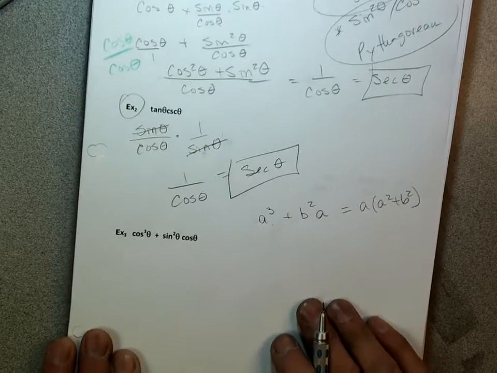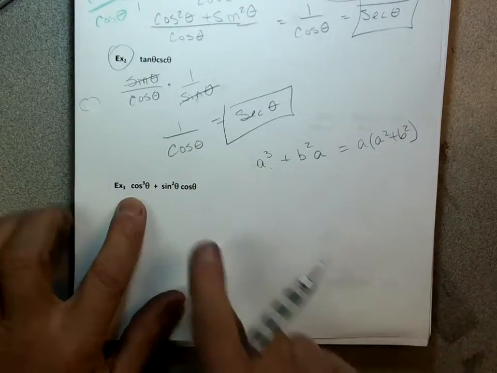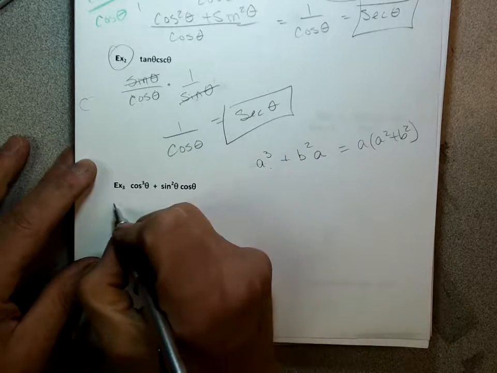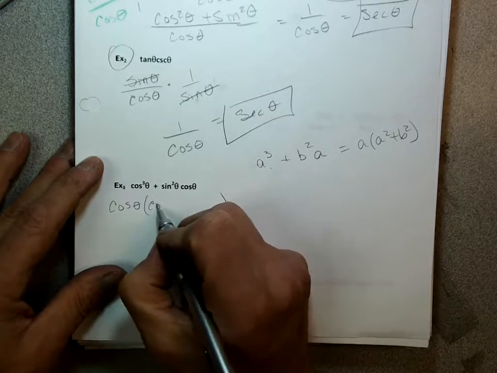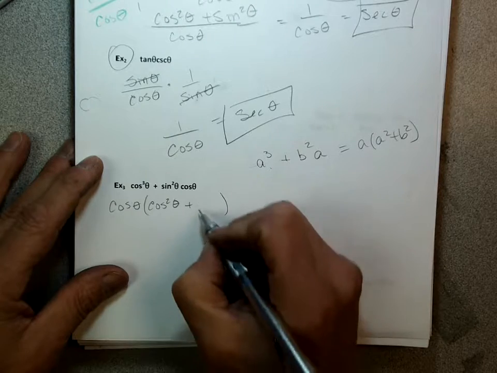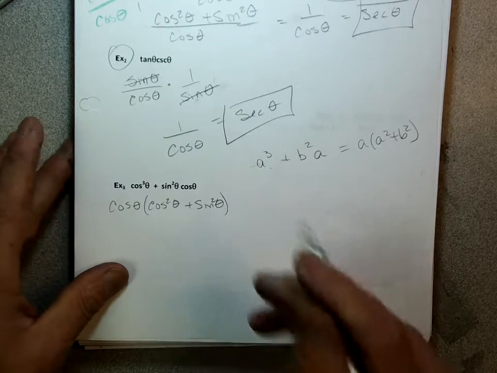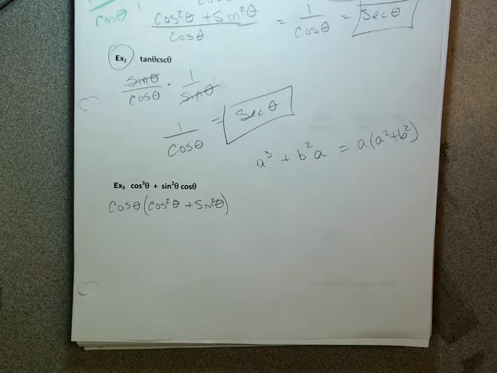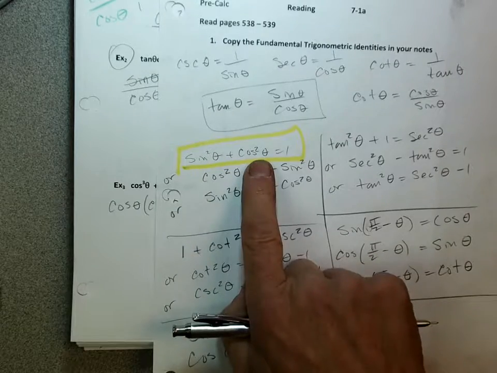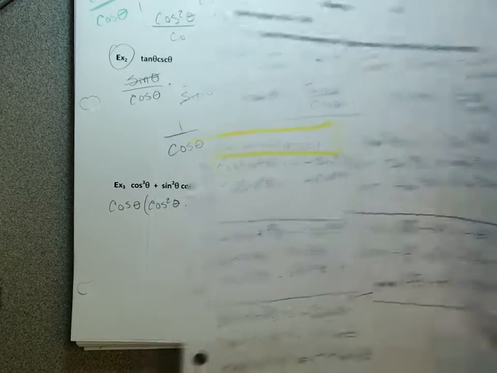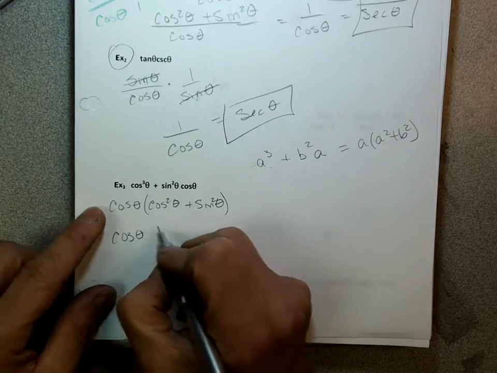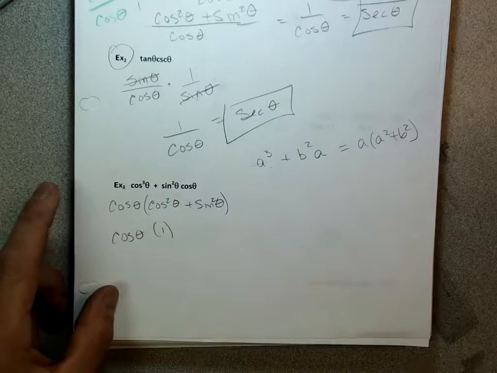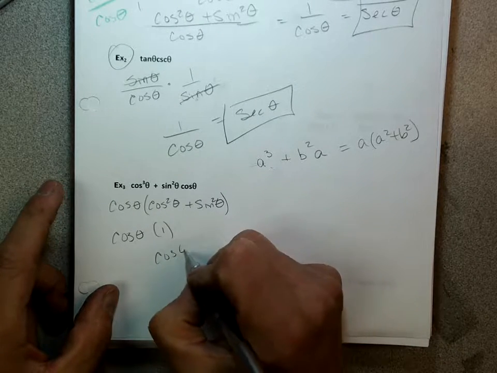So let's look at our problem. Let's do the same type of factoring. What do they have in common? Cosine. They have a cosine theta. So we're going to common factor out a cosine theta. If I factor out a cosine theta, I'd have a cosine squared theta plus a sine squared theta. Now that's a square, which means it's probably a Pythagorean identity. I look at my identity sheet. There's sine squared plus cosine squared, which equals 1. So cosine squared plus sine squared is 1. So cosine theta times 1 is just plain old cosine theta.